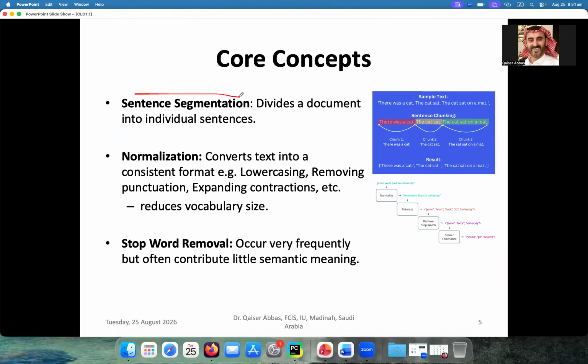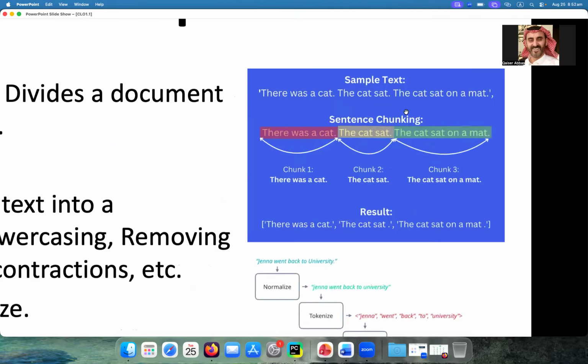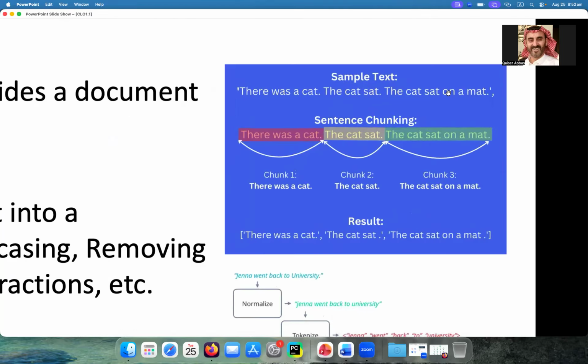Now, sentence segmentation. The word segmentation means dividing something into pieces. And now, sentence segmentation means you are dividing your corpus into sentences. So this is the definition. You are dividing your document into sentences. And now here you can see a simple picture. This is your corpus. And then based on this full stop or period, this is your one sentence, two, three. This is chunk one, two, three.